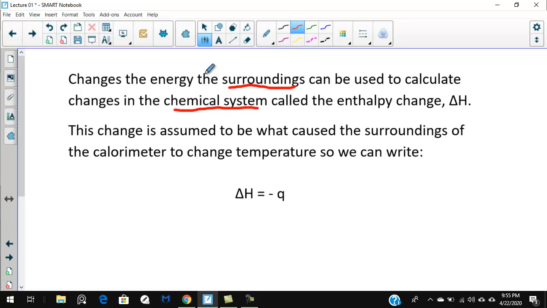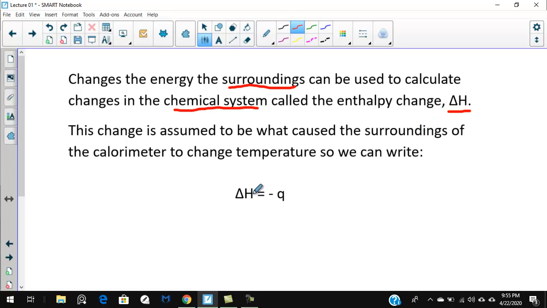And so when we try and change that Q value, we can change it to another value called the enthalpy. And the symbol for enthalpy is delta H. So delta H, or enthalpy change, is going to be what happened to the atoms and molecules involved in the chemical change, and how did their energy change? Well, if we assume that what causes the surroundings to warm up was whatever the chemical change that was happening, then the energy that warmed up the water came from the chemical change.